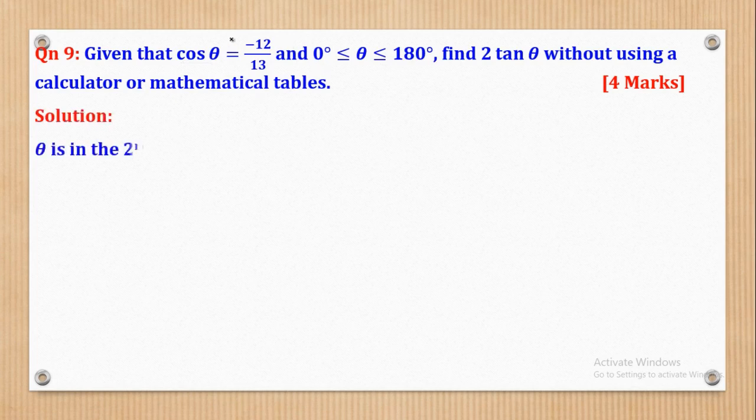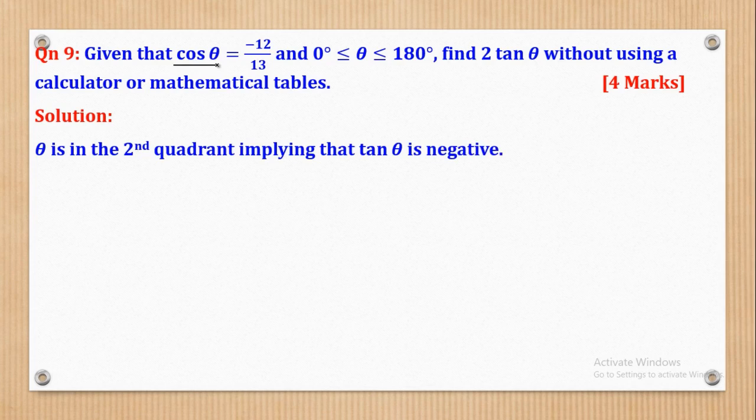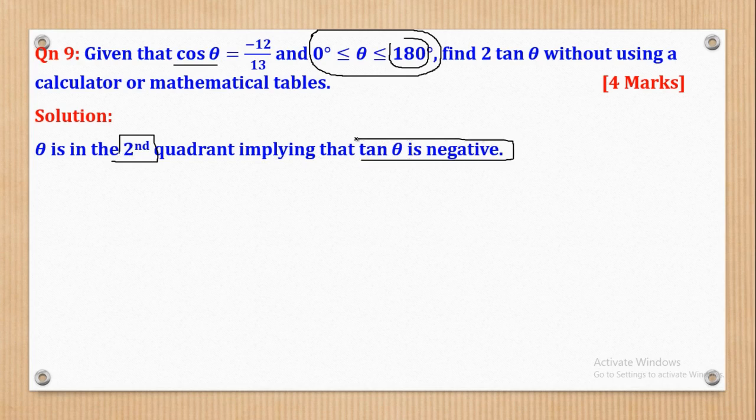So you come and say that because cos is negative, it implies that it is either in the second quadrant or third quadrant. But because of this condition that theta must not exceed 180, it implies that theta is in the second quadrant. Because if it was in the third quadrant, then it would be exceeding 180 degrees. And in the second quadrant, we all know that tan is negative. So our value of tan must be negative. Always remember that.